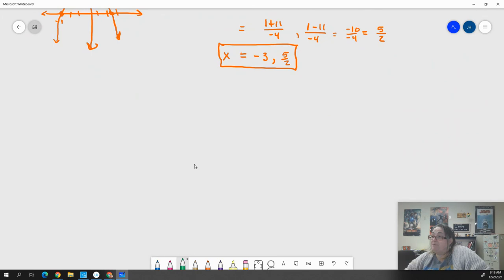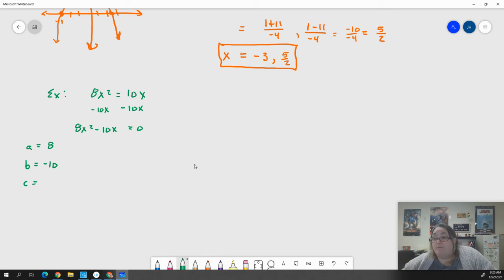What happens if I have an example like 8x squared equals 10x? If we're following the rules, we have to move this 10x over, right? Because we have to have everything set equal to 0. So I'm going to go ahead and subtract 10x from both sides, and I get 8x squared minus 10x equals 0, right? And then I go to find my a, which is 8, and my b, which is negative 10, and my c, which is, there's no c. What happens if I don't have a c value?